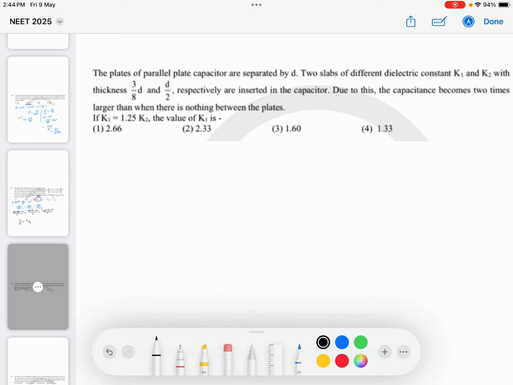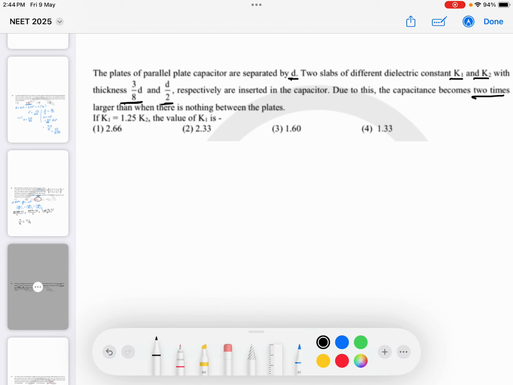Next question. The parallel plate capacitor plates are separated by distance d. Here the distance d is given, and two slabs of dielectric constants K1 and K2 with thickness 3d by 8 and d by 2 are placed inside the capacitor. Due to this, the capacitance becomes twice as large as when there is nothing between the plates.